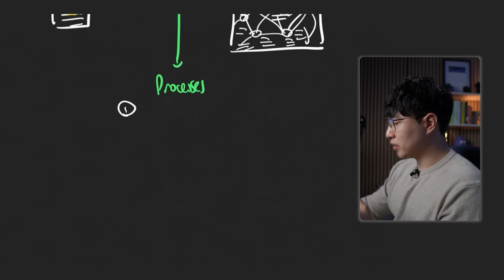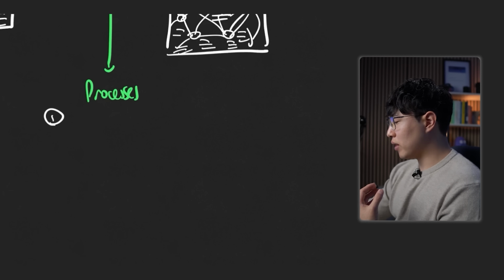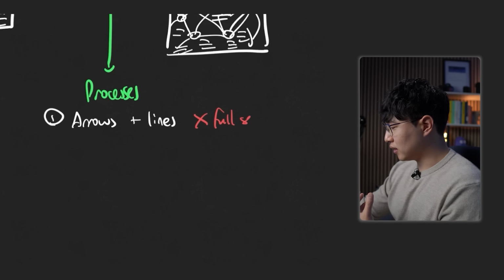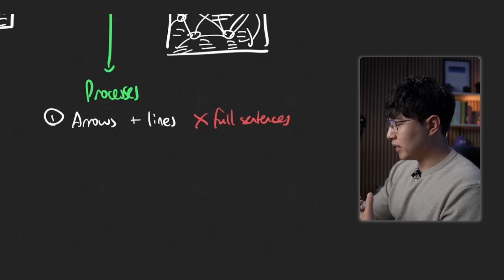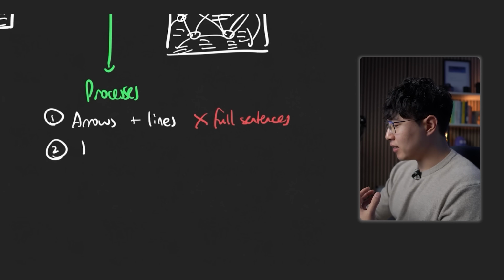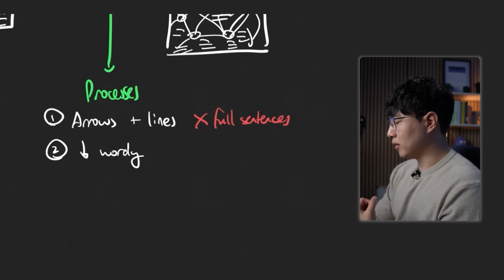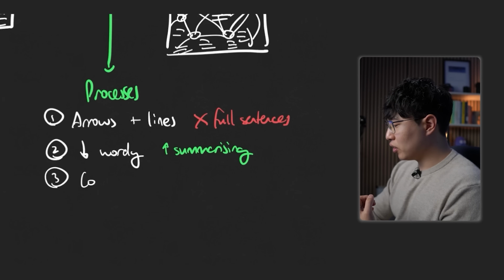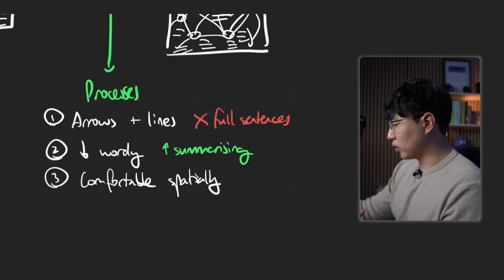The first process is that they're looking at how they can use arrows and lines to represent information instead of just writing it out as full sentences. So no full sentences. The second thing is that we're trying to cut down on how wordy it is. We're often doing a little bit more summarizing. And the third part is getting a little bit more comfortable with just representing information spatially and without using words.